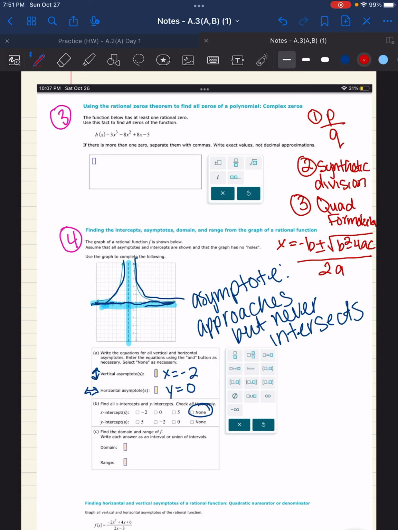However, when they ask for the y-intercept, well, it does cross the y-axis. It crosses it at 5.